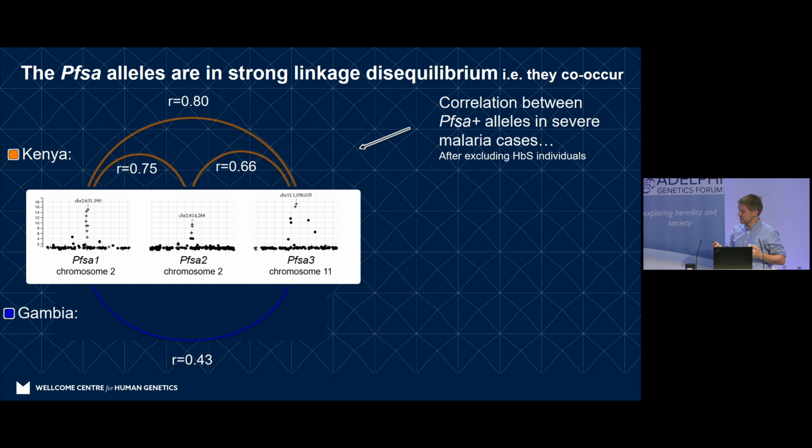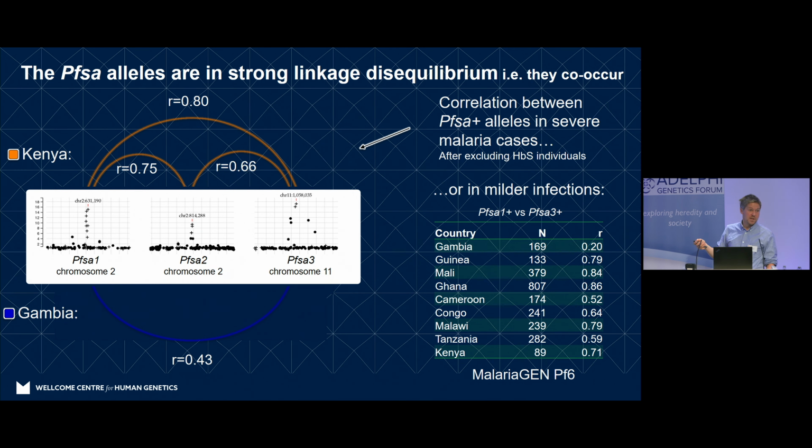But what we see for these loci is that despite this feature, the variants, despite being on two different chromosomes, chromosome 2 and 11, are highly correlated to each other. So you can see that here in our Kenyan severe cases, 80% correlated, a bit lower in Gambia. If you look instead of the severe cases in community sample infections, we see the same pattern. Here's this MalariaGen Pf6 data.